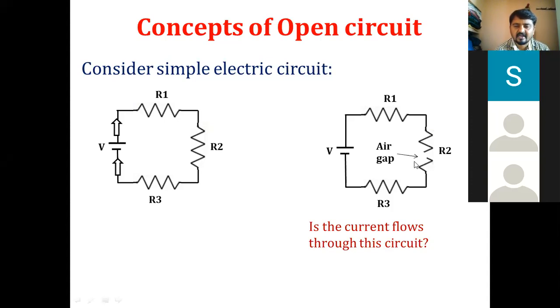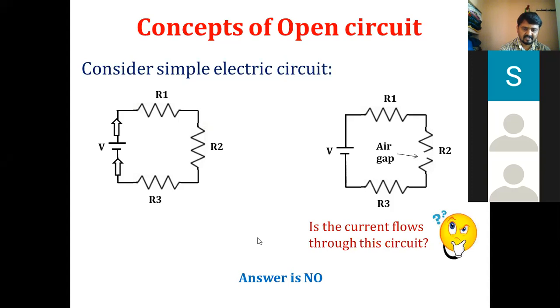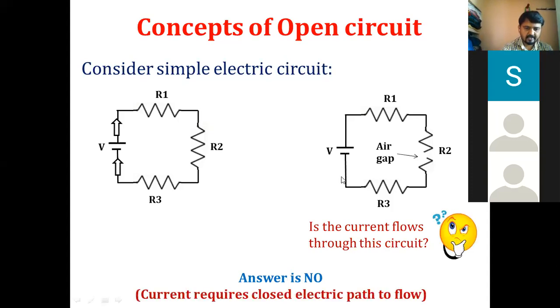In the air, the current will not flow because air acts as an insulator. Insulator means which opposes the flow of current. It does not allow the current to come out. It will oppose it here. So in the air, the current will not flow. For that reason, the current will not flow in the open circuit here. You have to remember this. The answer is no. Current requires a closed electric path to flow.